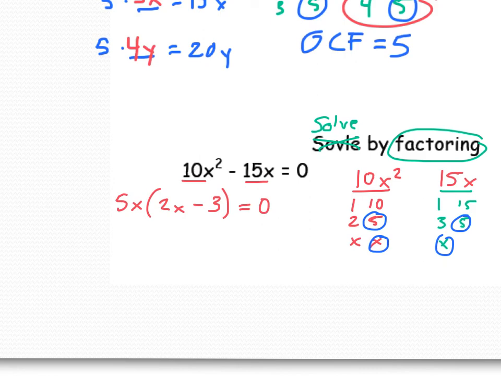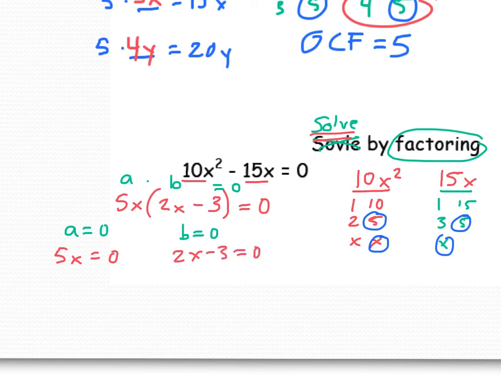I factored it. I'm not done. Now I'm going to solve. Here I'm going to use the zero product property. This is A, this is B. I'm multiplying them together to get 0. So what I'm going to do is set A equal to 0 and B equal to 0. So I'm going to have 5x equals 0 and 2x minus 3 equals 0. And I'm going to solve each separately.